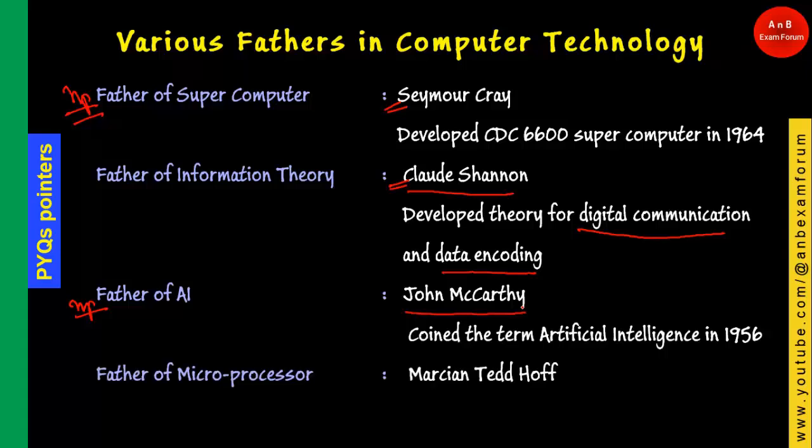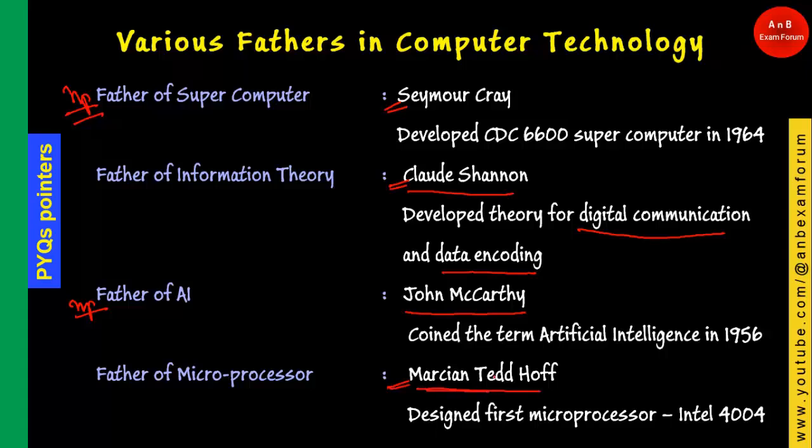Coming to the father of microprocessor. If you have seen our generation class, where we told you the first microprocessor is Intel 4004, that is designed by Marcian Hoff. Okay, so Marcian Hoff is regarded as father of microprocessor. Okay, and the first microprocessor, as we have seen, is Intel 4004. Okay, Intel 4004 is the first microprocessor.